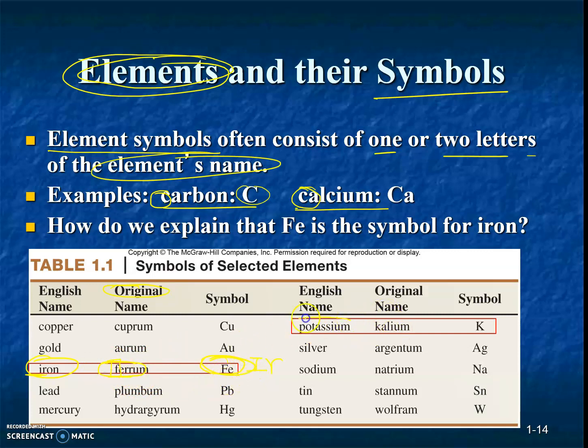And the same thing for potassium. Why is potassium's symbol not P, but instead K? That's also from its original name, kalium. As you can see, in its original name, the first letter is K.